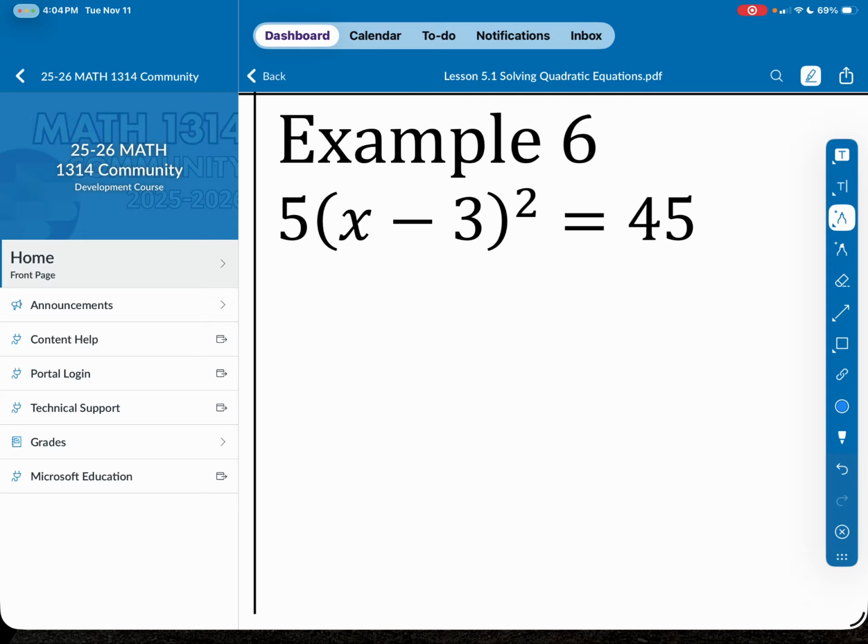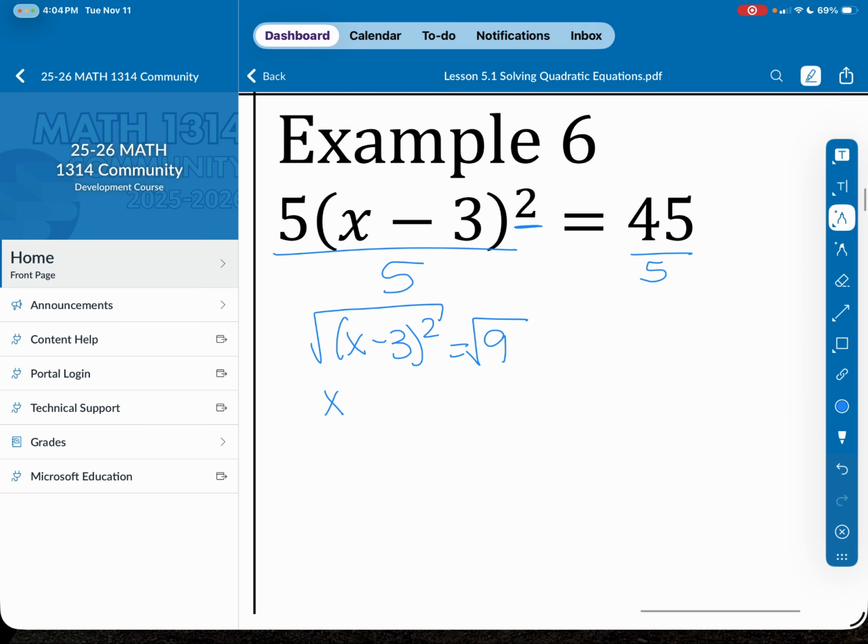Okay, so on this one, everything in the parentheses is being squared, but it's also being multiplied by 5. And so we actually have to get rid of that 5 first. So I'm going to divide both sides by 5. And I get that (x minus 3) squared equals 9. Okay, so from here I'm going to do the same thing I just did on my last problem, and I'm going to take the square root. So I get x minus 3 equals plus or minus, what is the square root of 9? 3. So I get x minus 3 equals 3, and x minus 3 equals negative 3.